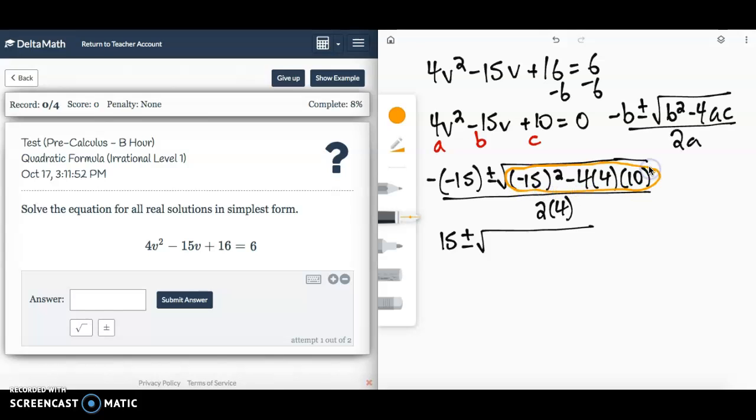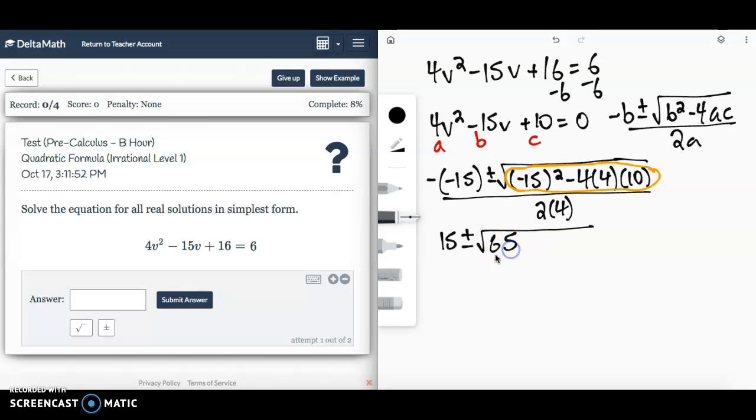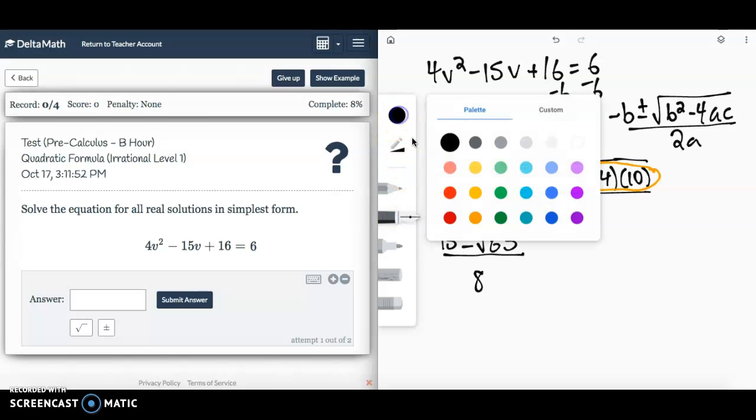I'm going to stick all of this stuff in my calculator. So when I do that, I get negative 15 squared, make sure I put that negative 15 in parentheses, minus 4 times 10. And I get 65. It's an unnecessarily long square root, all over 8, because that's what 2 times 4 is. There we go.